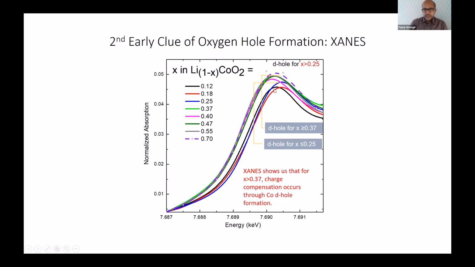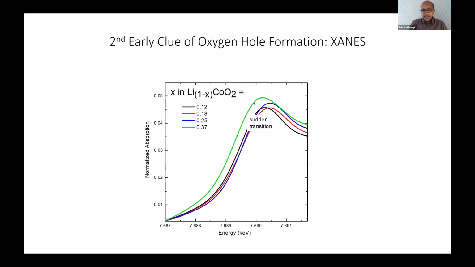And so our idea at that time was that, yeah, actually oxygen is involved in the initial part of de-lithiation, in charge compensation during de-lithiation, and then later cobalt, it's a tandem thing, and then cobalt essentially formally takes over after that. But we didn't have a direct measurement of this. So there's that sudden transition in going from 25% to 37%.